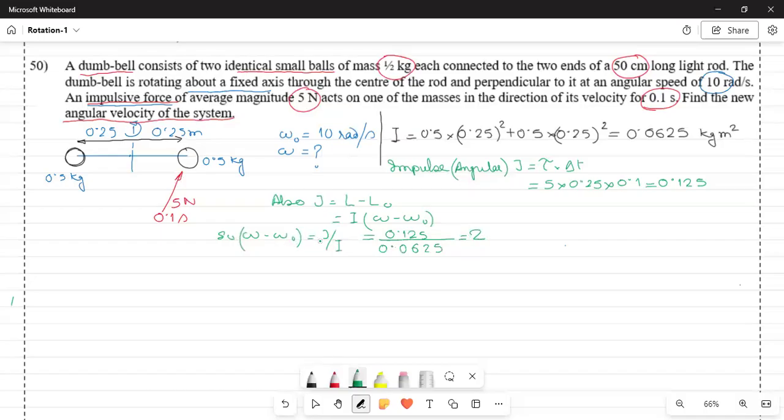So omega minus omega 0 is 2. Now omega 0 is given as 10 rad per second. So omega, or final angular velocity, is equal to 10 plus 2, which is 12 rad per second. See how easy it was to solve the problem. The only thing you needed to remember is what is impulse and how to work on impulsive forces.